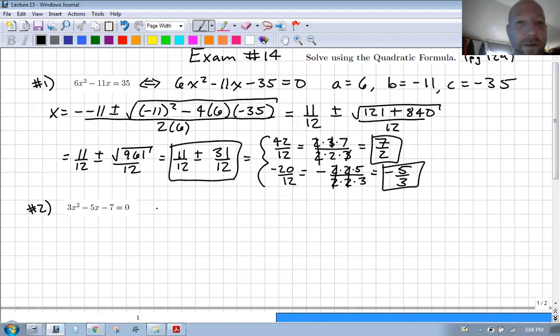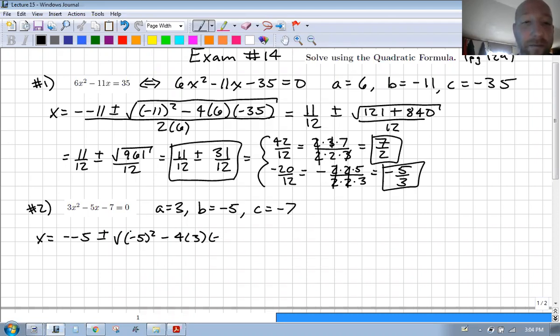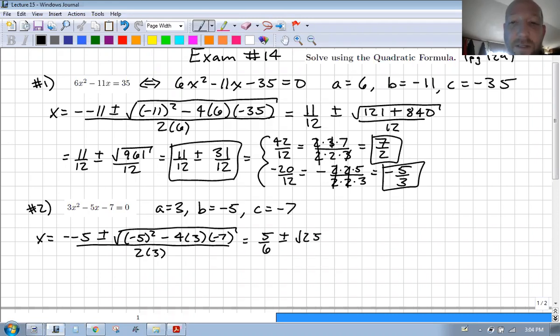All right, number 2 here is already in standard form. Our A is 3, our B is negative 5, and our C is negative 7. So X is negative B plus or minus the square root of B squared minus 4AC, all over 2A. So let's see, we have 5 sixths plus or minus the square root of 25, minus minus makes a plus. Let's see. 7 times 3 is 21, times 4 is 84.